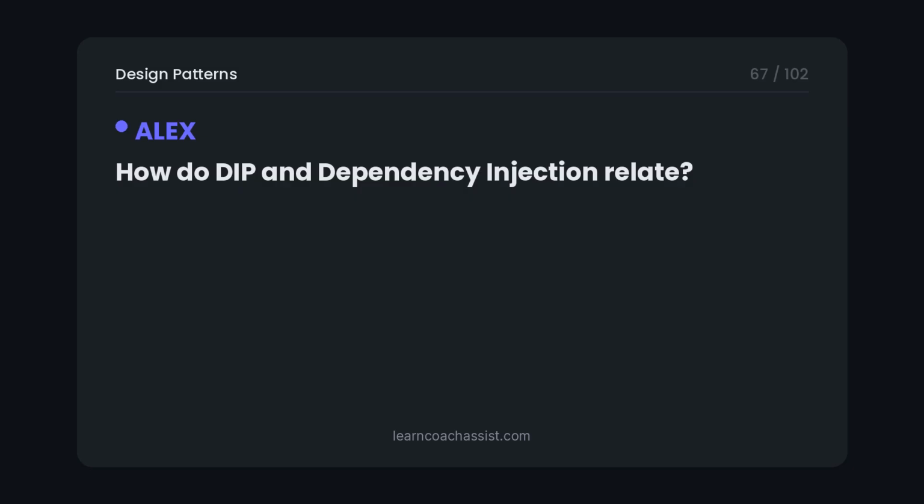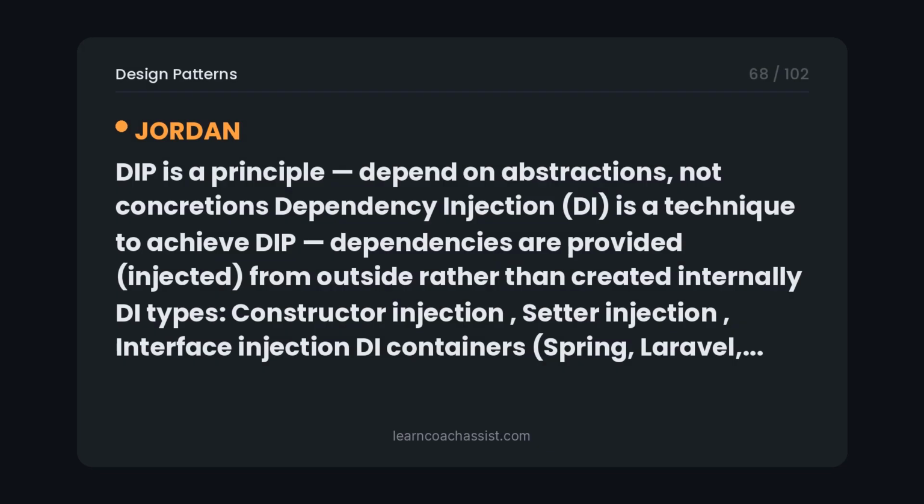How do DIP and dependency injection relate? DIP is a principle: depend on abstractions, not concretions. Dependency injection, DI, is a technique to achieve DIP. Dependencies are provided, or injected, from outside rather than created internally. DI types: constructor injection, setter injection, interface injection. DI containers, like Spring, Laravel, and .NET, automate the wiring of dependencies.